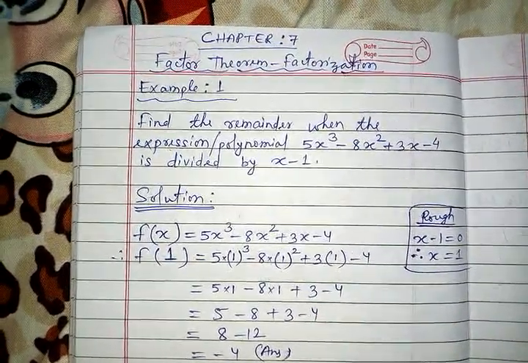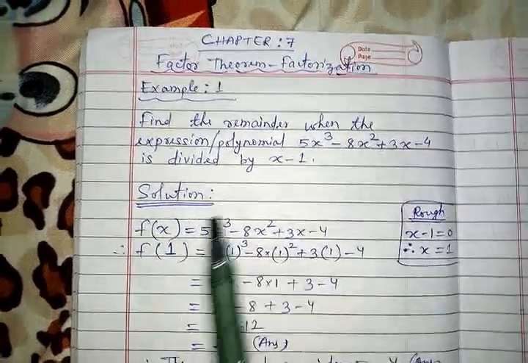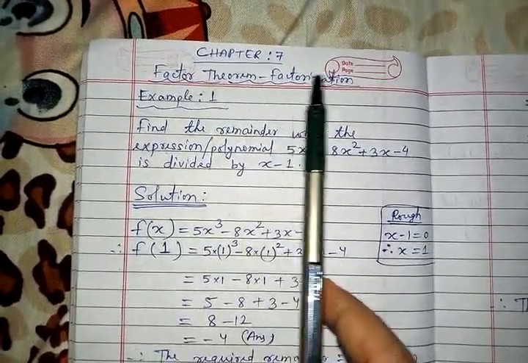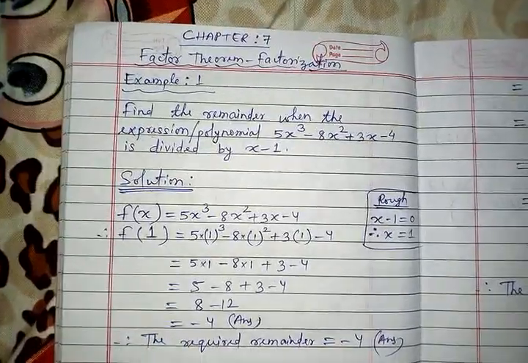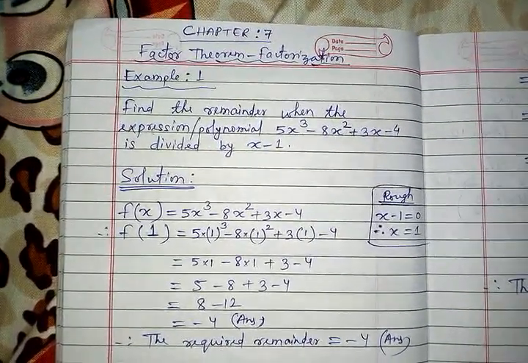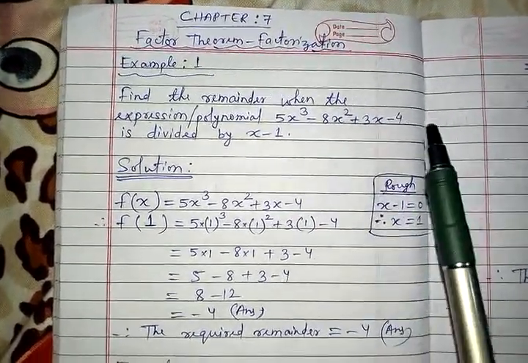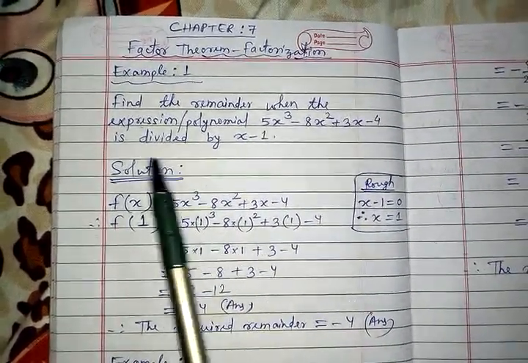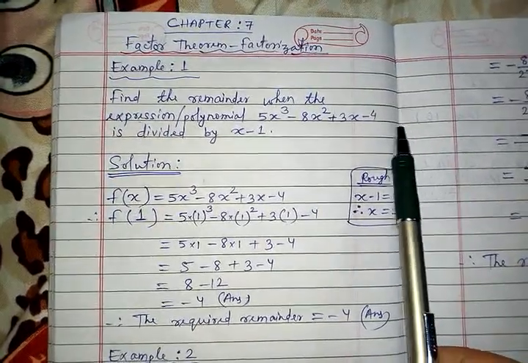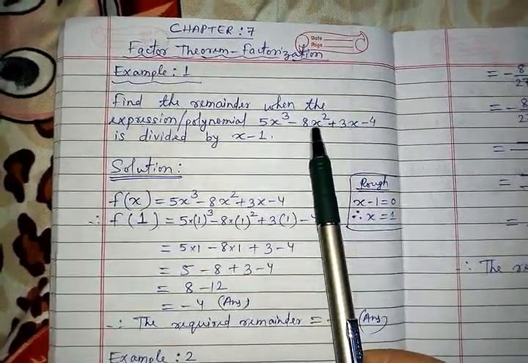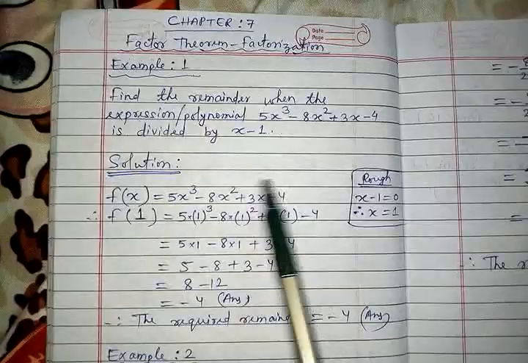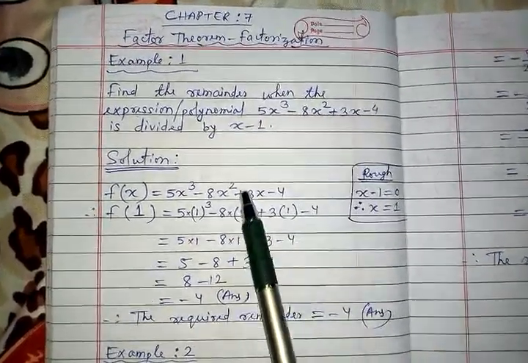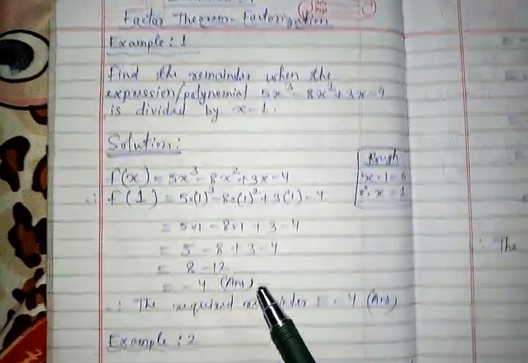Class 10 children, today we will begin a new chapter, chapter 7, factor theorem, factorization. This chapter doesn't have many formulas to understand, but there is a basic concept that we have to learn. So directly from the question itself, I will teach you the logic and concept. So you have to understand from there. There is no basic formula for this chapter. So let us start this chapter.